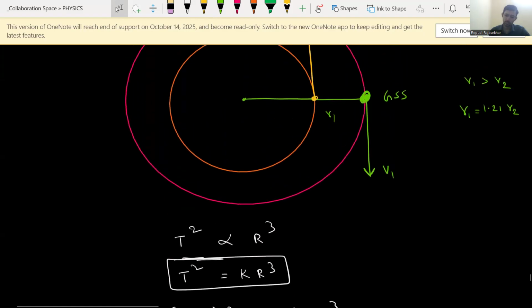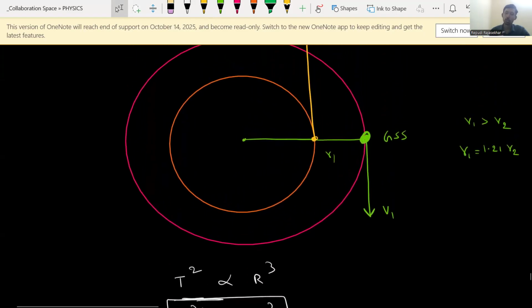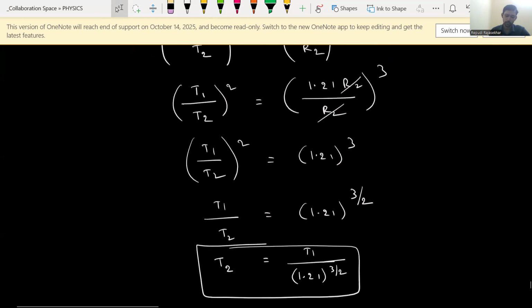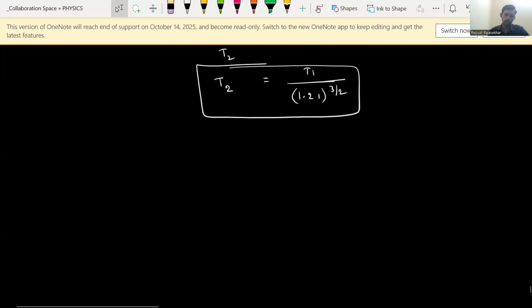But which direction are both rotating? Opposite directions both are rotating. So we need the relative angular velocity. Sir, why relative angular velocity? They are asking in the question for the relative time period. So to calculate the relative time period, we are finding the relative angular velocity. If you know the relative angular velocity, the equation is 2 pi by T. Simple. If you know the omega value, you can calculate the time period. So this is the thought you have to get.